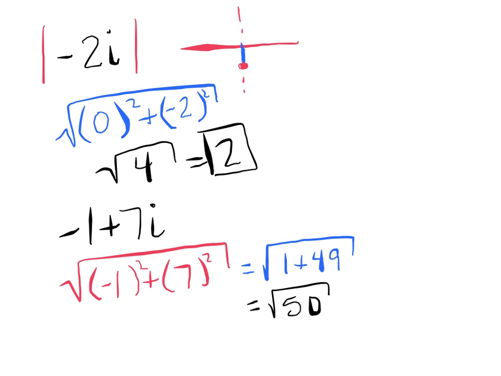Now, since we can simplify square roots, we think, are there any perfect squares that go into 50? There actually are. It's 25. So this is the square root of 2 times 25. Square root of 25 is 5. So the magnitude of this complex number is 5 times the square root of 2.